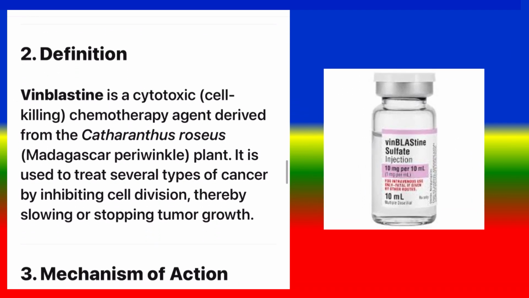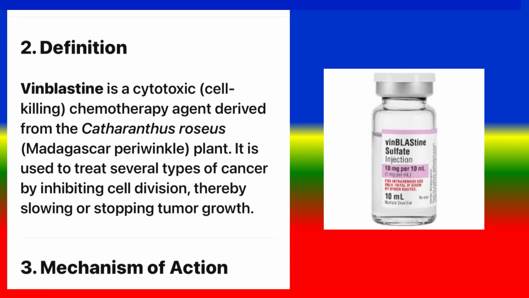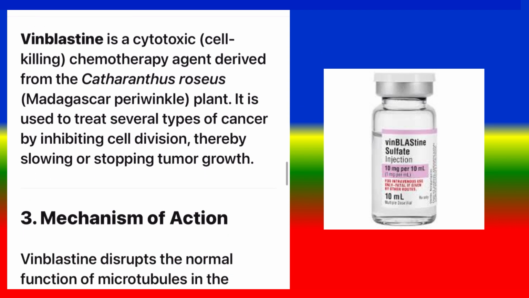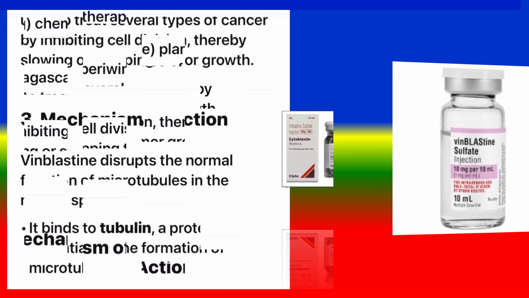2. Definition. Vinblastine is a cytotoxic, cell-killing chemotherapy agent derived from the Catharanthus roseus, Madagascar periwinkle plant. It is used to treat several types of cancer by inhibiting cell division, thereby slowing or stopping tumor growth.